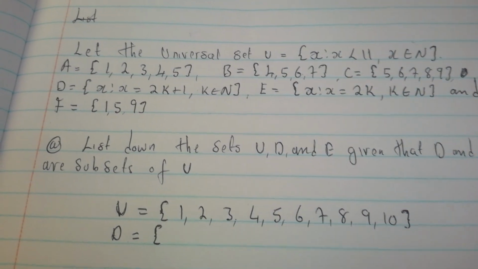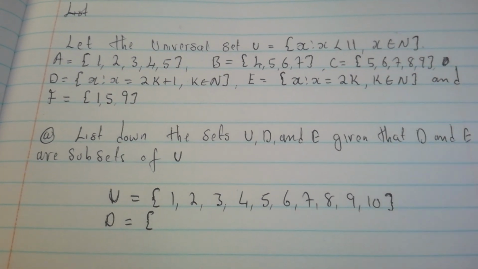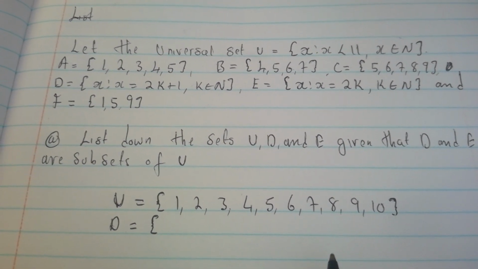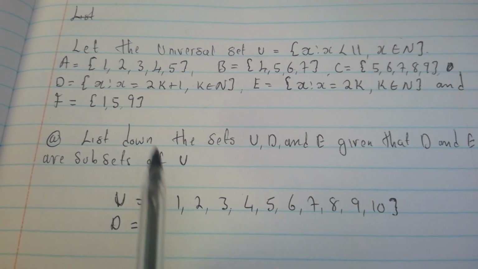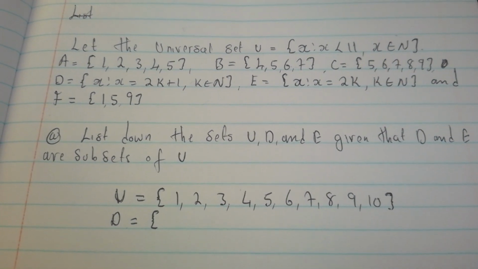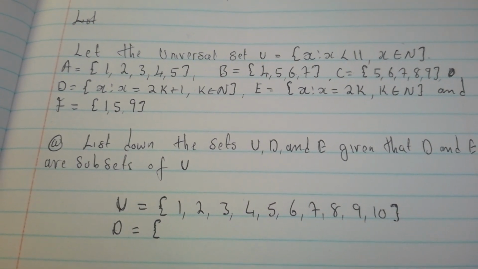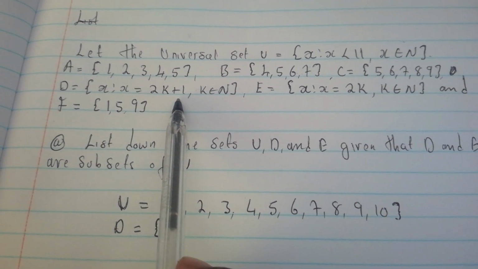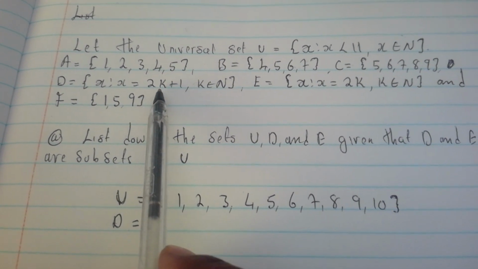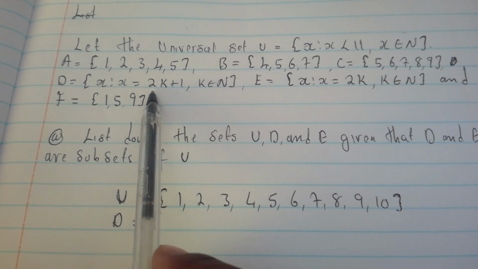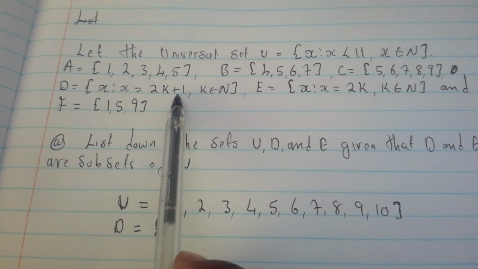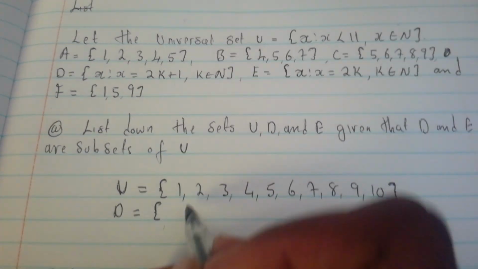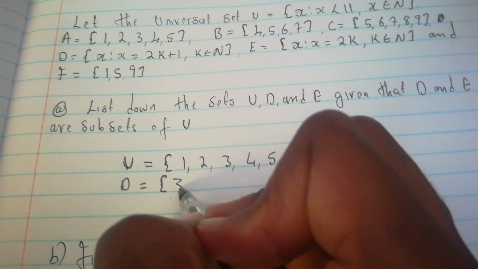Think of any natural number, but whatever values we're going to have should not go beyond our universal set. So start with the first one, which is 1. When you plug in 1 where there's k, we're going to have 2 times 1, which is 2, plus 1 will give us 3. So we're going to have our first element for set D as 3.